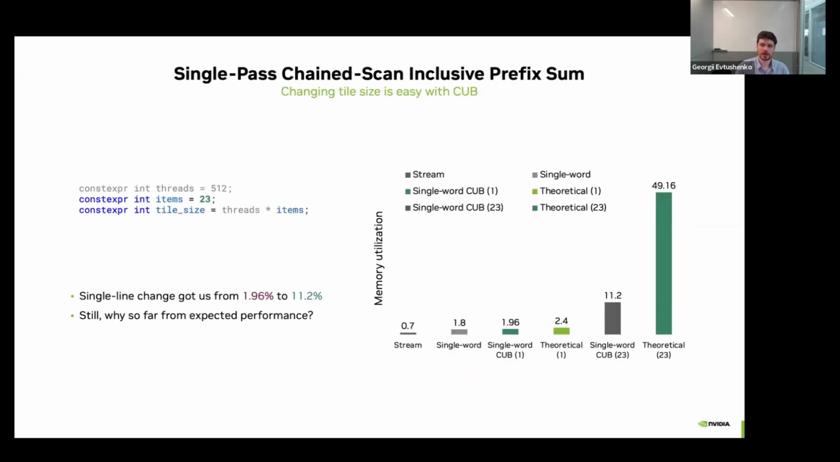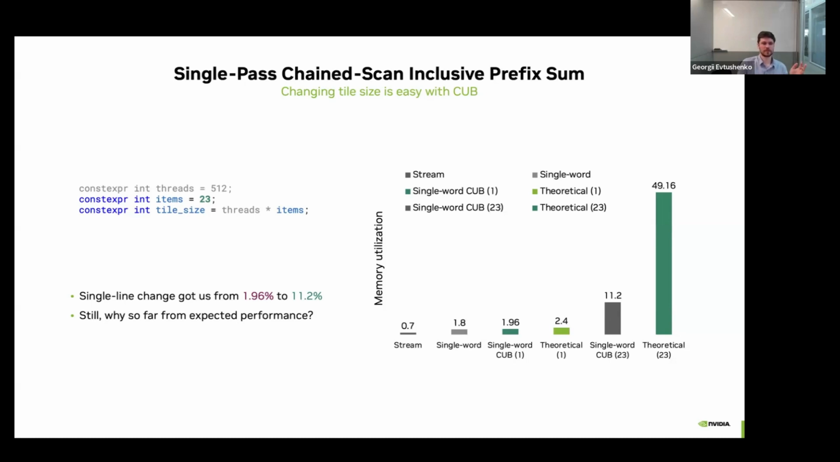Since CUB is parameterized on the number of items per thread, we can change a single line of code to affect tile size. Here, I increase the tile size to have 23 items per thread. I don't have to re-implement any of the algorithms. It's the only change I've made. Overall, it gives us 11% throughput, which is a huge improvement compared to the 2% we used to have. But still, the new theoretical limit is 49.